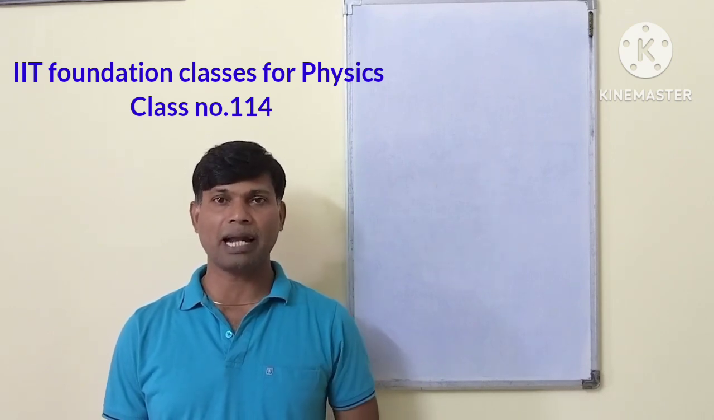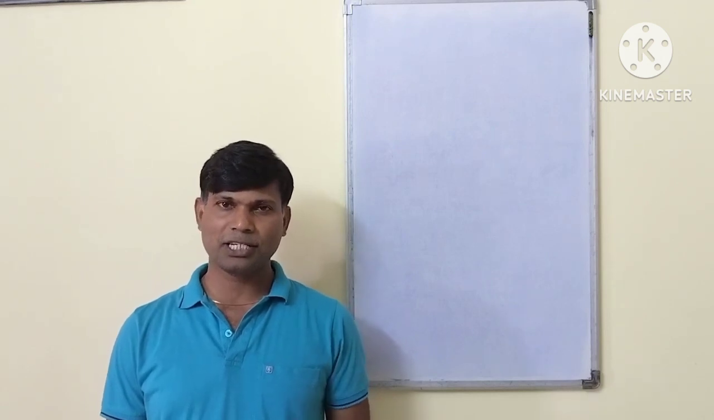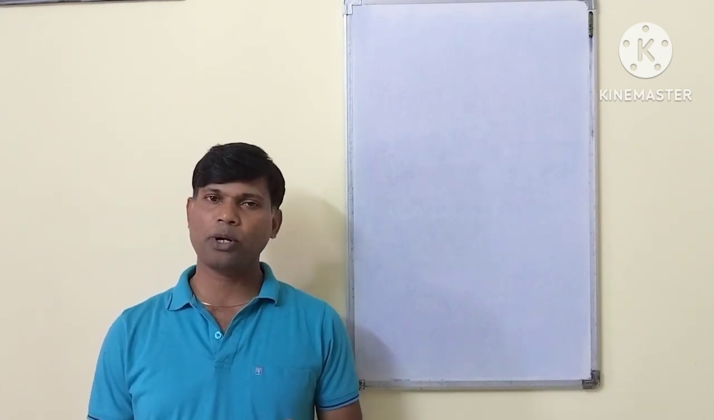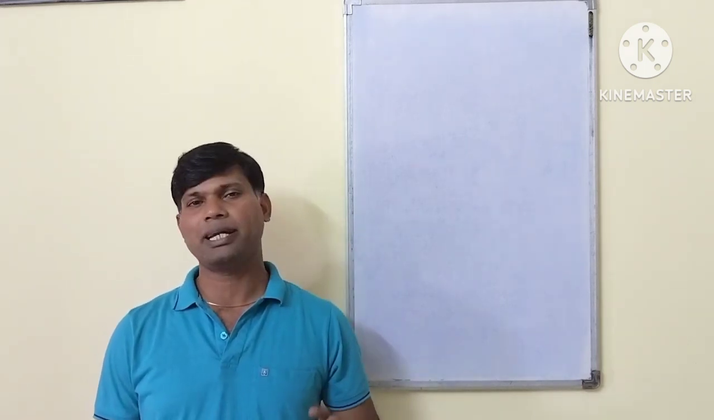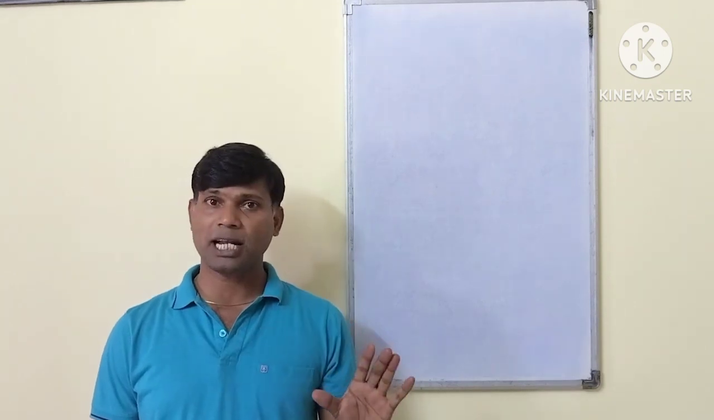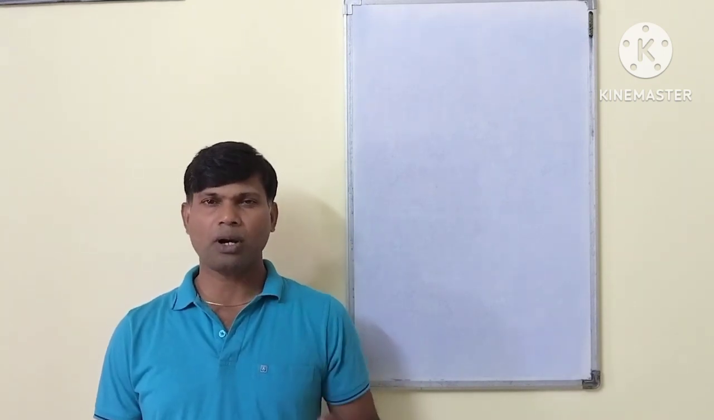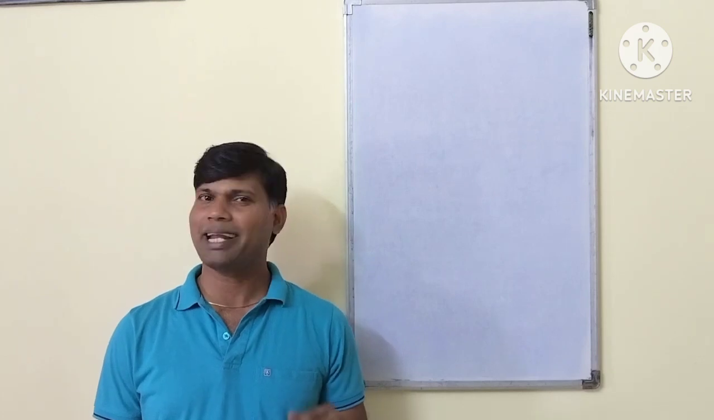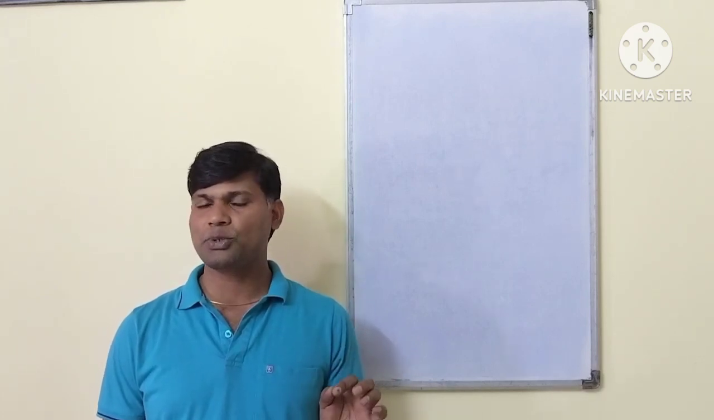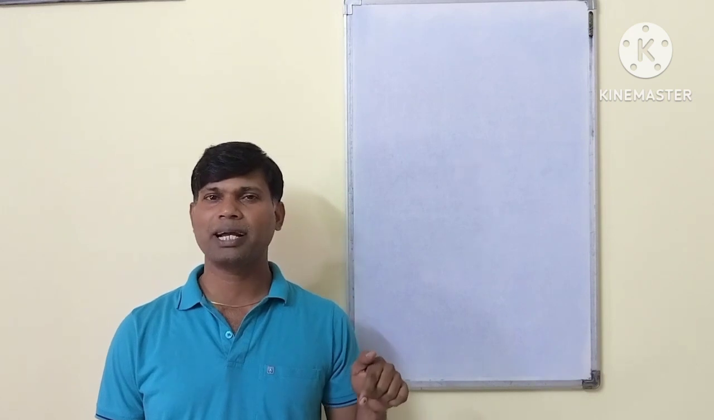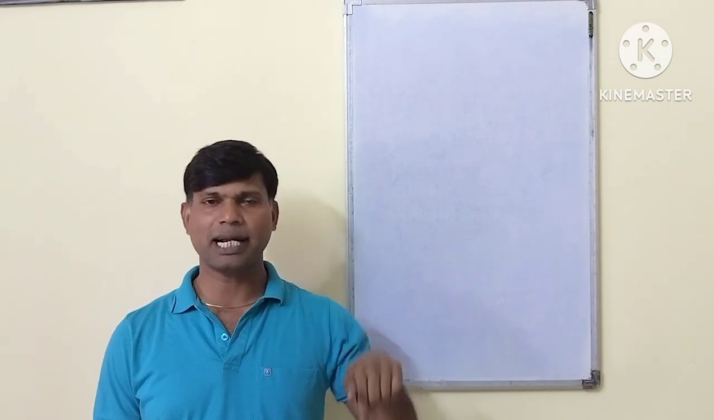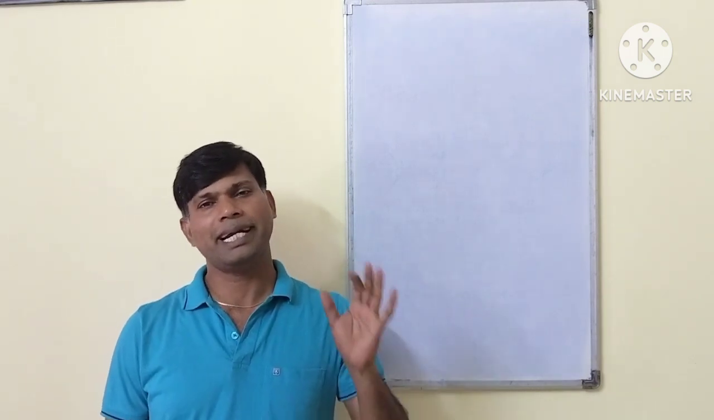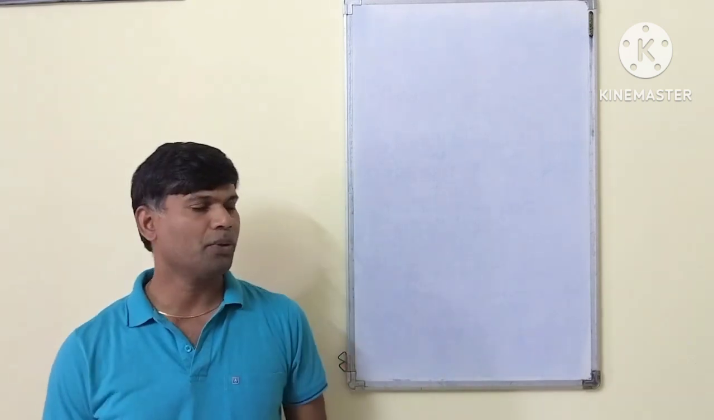This is the continuation of the gravitation chapter. In the previous class, I discussed how acceleration due to gravity varies. If you are going away from the earth, it will decrease. If you are going deep inside the earth also, it decreases. The explanation I also gave, but I am giving a new concept which you will not find in any book. How does the acceleration due to gravity decrease if you are going inside the earth? Not only deep, if you just go inside the earth, acceleration due to gravity decreases. Why? I will tell you now.